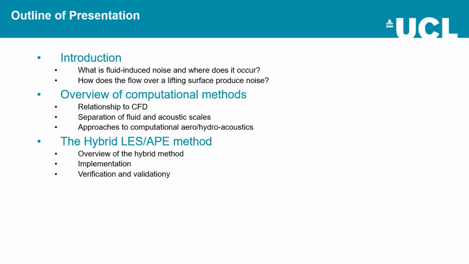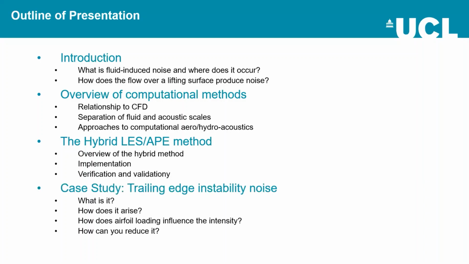We're then going to have a quick look at a verification and validation study. And then we're going to have a look at a case study, which is trailing edge instability noise, which has been researched for quite a long time, but is still quite notoriously difficult to predict. And there's still a few elements of it that we don't understand. And so I've been applying that model to trying to answer some of those questions.